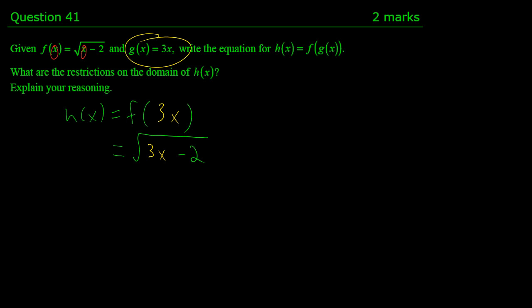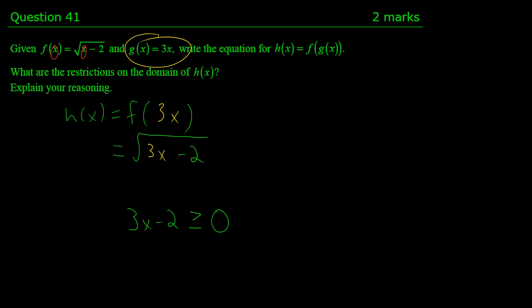All right. So it says, what are your restrictions on the domain of h of x? Nice question. So now we have a square root function. So we know if we're working in the real number system, the smallest number you can square root is 0. So basically, here is our restriction. Our restriction is 3x minus 2 must be greater than or equal to 0.